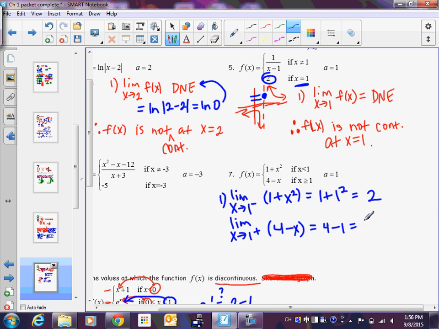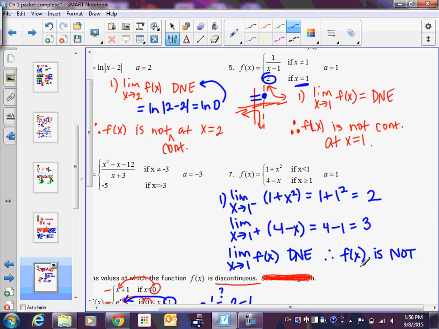4 minus 1 is 3. All right, now, when these two things are equal, that's your limit. And then we would go on to condition 2 and then condition 3. But these two things aren't equal. So we would stop here, say the limit as x approaches 1 of f of x does not exist. Therefore, f of x is not continuous.